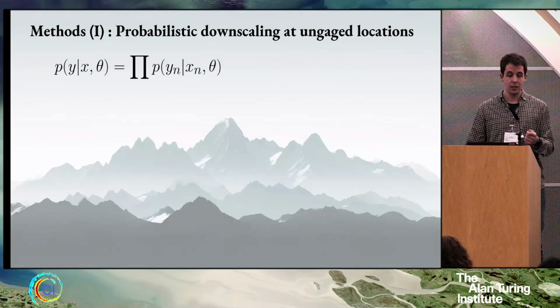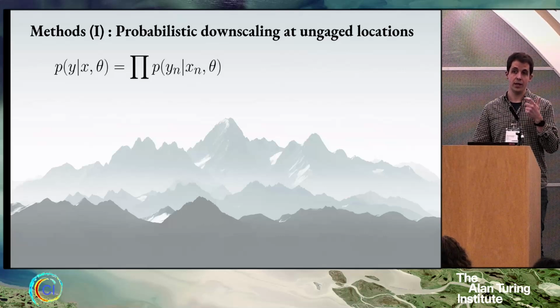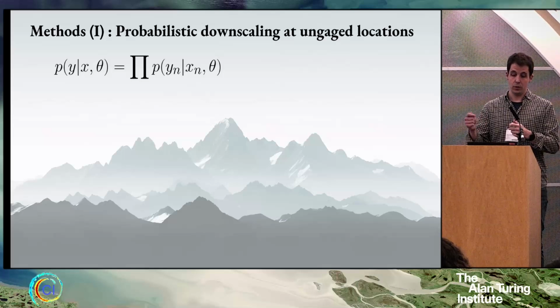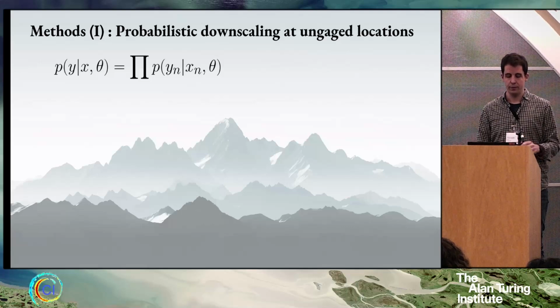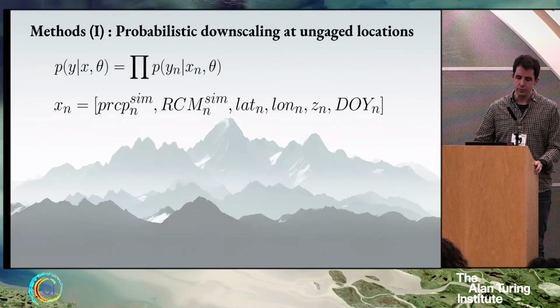What this means is that for each spatiotemporal location n, we're going to assume that the probability of daily precipitation at that location, conditional on a set of predictors that correspond to that spatiotemporal location, is independent from any other spatiotemporal location. It's a strong assumption to make, but given the sparsity of data, it's a necessary assumption to make, I argue, at least at the beginning.